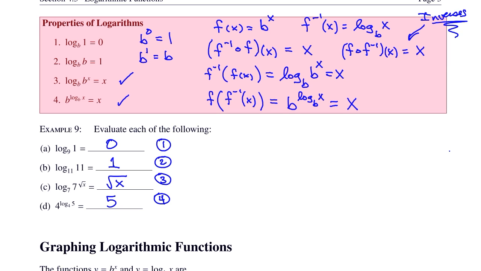The D one says 4 raised to the exponent that I should raise 4 to in order to get a 5 is equal to 5. That's exactly what that says.